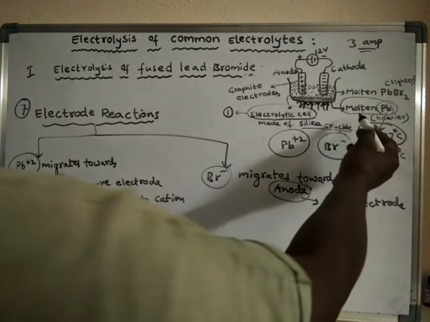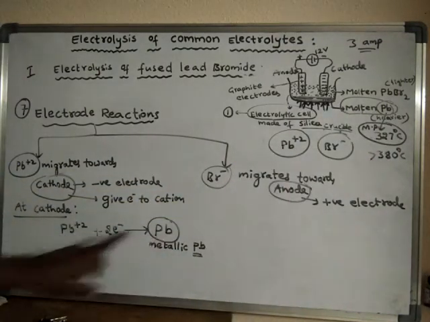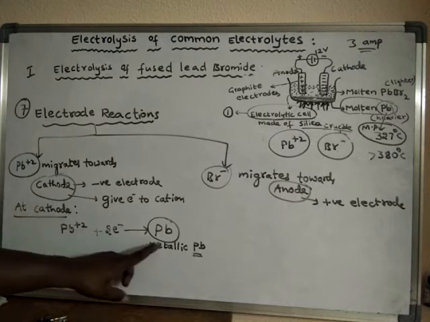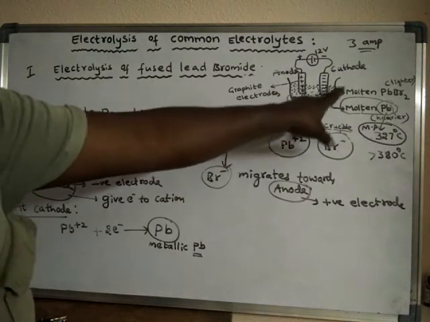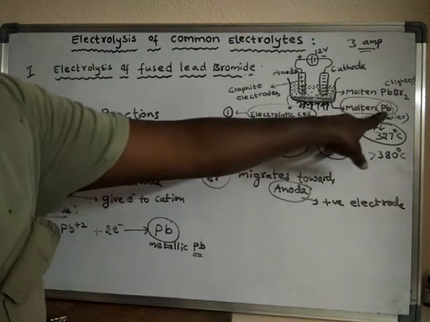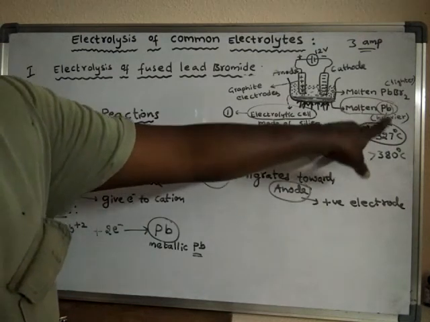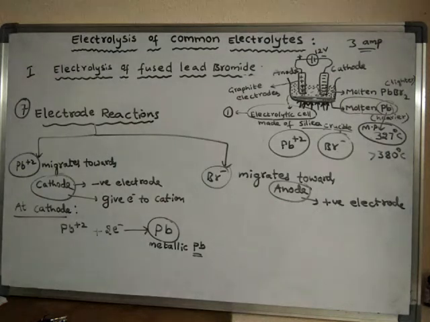That means the lead which is obtained, lead is one of the products. So this is the product which is obtained at the cathode. This product is in liquid form. Why is it in liquid form? Because the temperature maintained here is above 380 degrees centigrade, but the metallic lead's melting point is 327 degrees centigrade only. Okay, right.